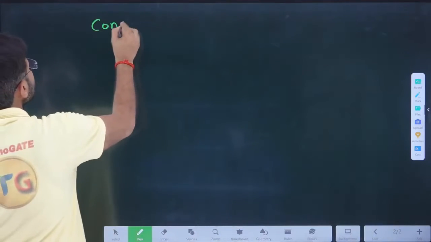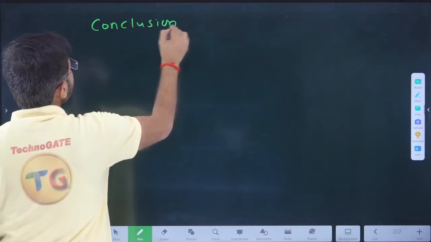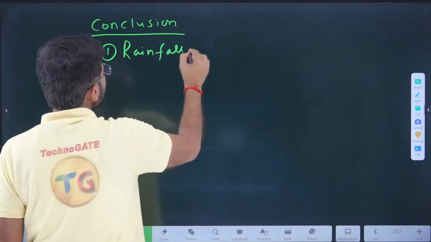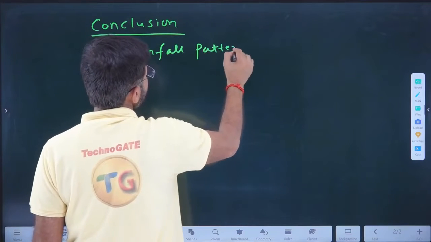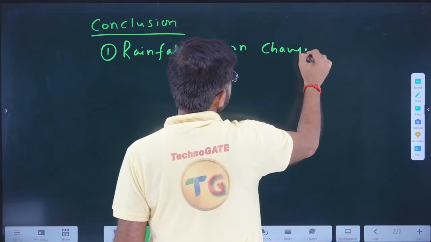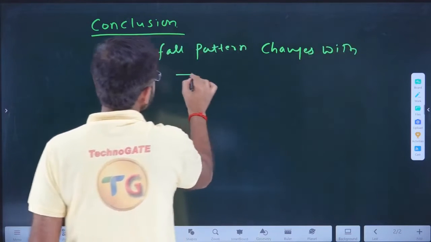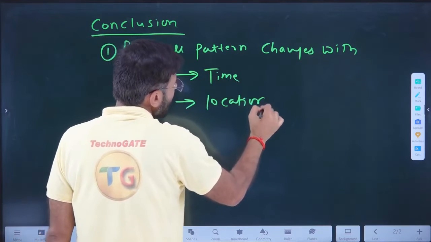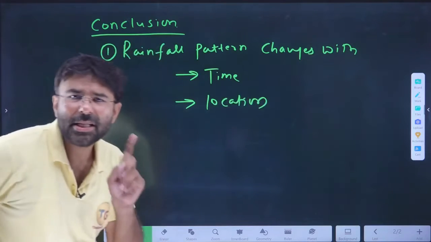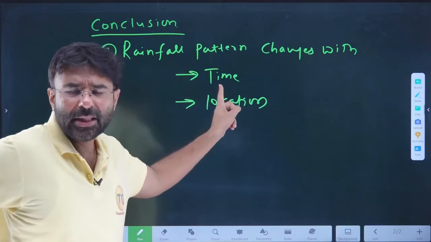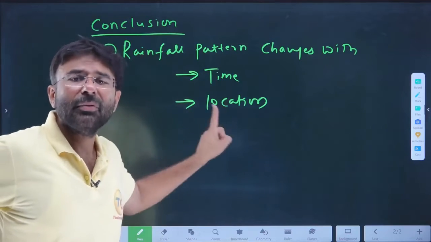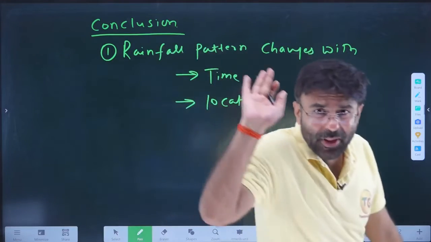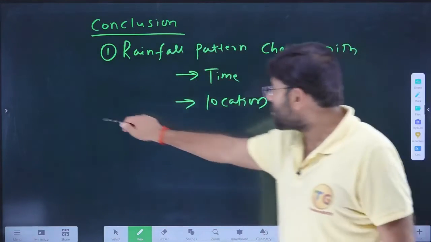Conclusion is rainfall pattern changes with time and location. Rainfall pattern changes with time and location. With the change in time, the rainfall pattern will change. With the change in location, the pattern of rainfall is going to change. I hope this is clear. Now, if this is clear, then it should also be clear.